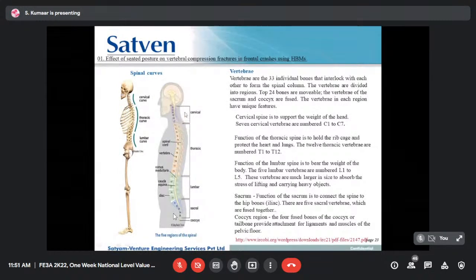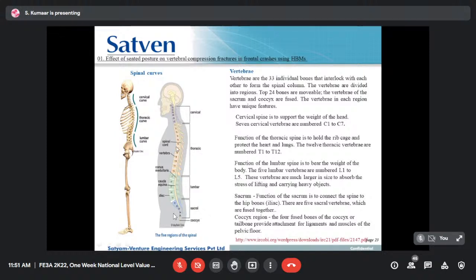So for example, if you take this condition, this is the cervical vertebra. In this cervical vertebra, it will support the head. It has a total of 7 vertebrae, from C1 to C7. The next one is the thorax.